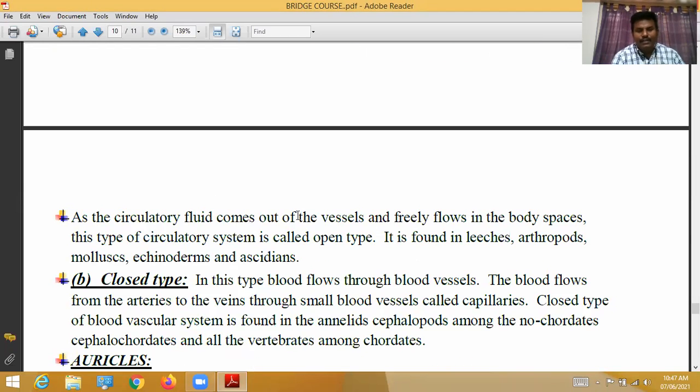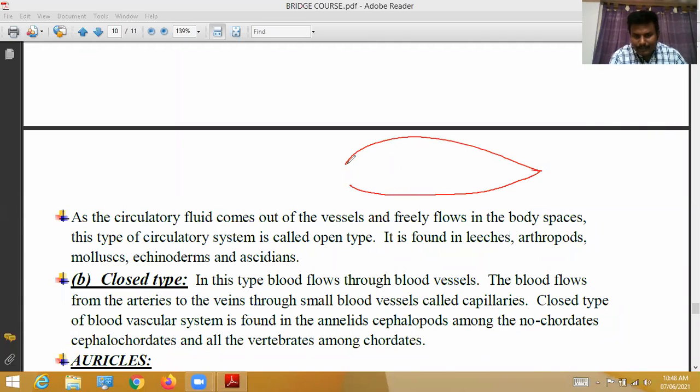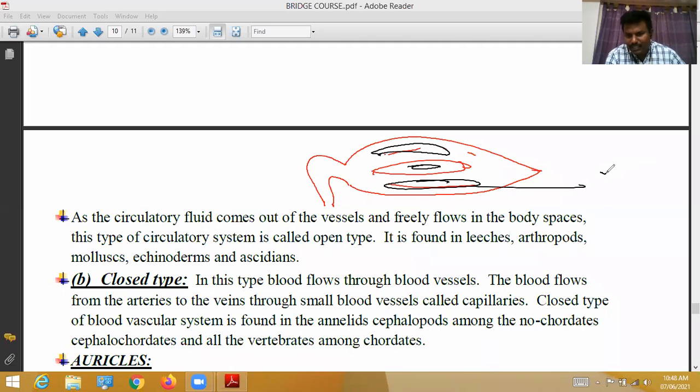The circulatory fluid comes out of the vessels and freely flows into the body spaces. Here, body spaces means sinuses. A sinus is nothing but a body cavity. So in this, the circulatory fluid comes out of the vessels and freely flows into the body cavities or body spaces or sinuses. This type is called the open type of circulatory system.